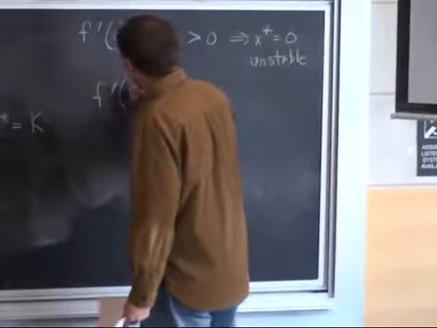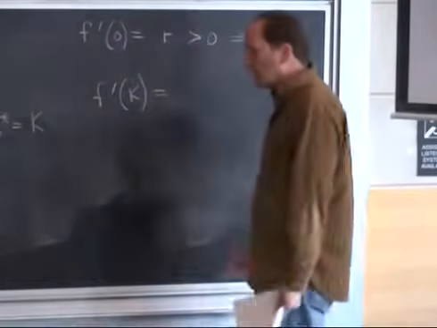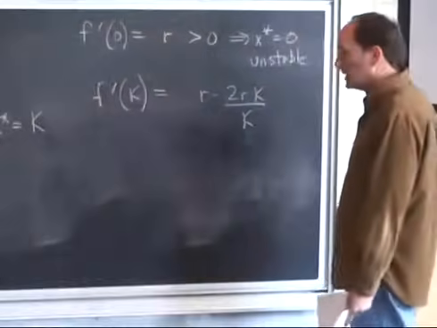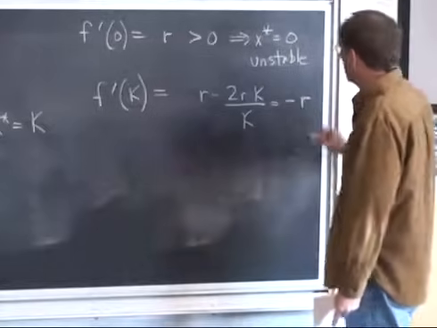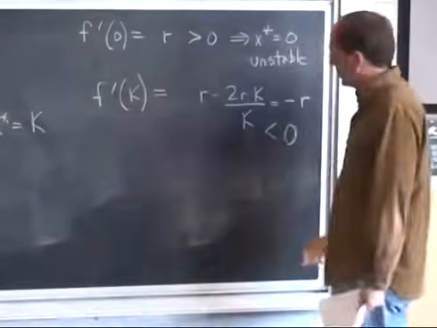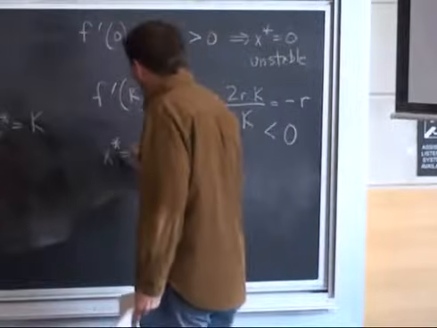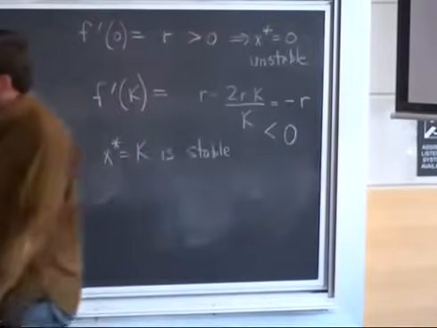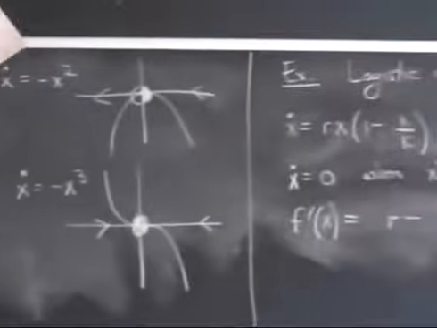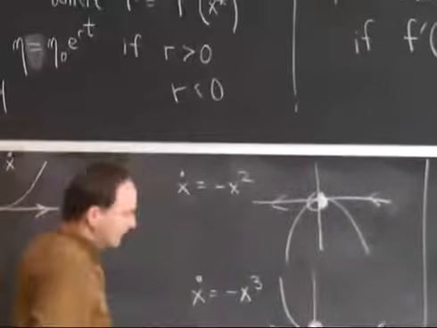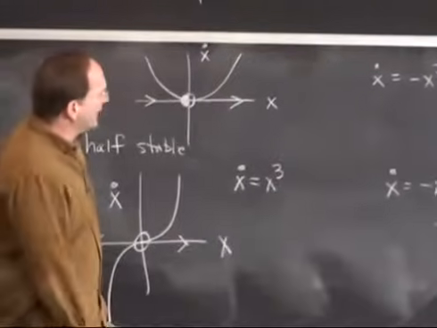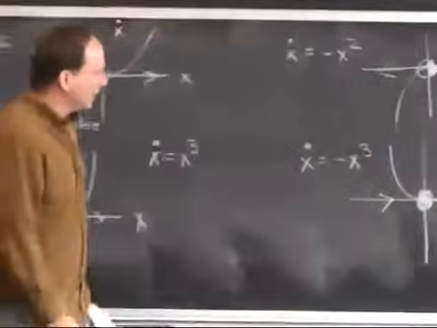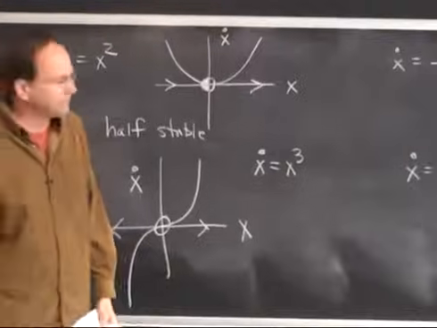Whereas the other fixed point, if we look at k, then we get r minus 2rk over k. And the k's cancel out, and this is negative r. So this is less than 0. And so x star equals k is stable. Right, remember the criterion. Negative f prime gives us stability. Positive gives us instability. Oh, I guess my notation's a little nasty there, isn't it? Because I'm calling that r, but that's a different r from this r. But okay, ignore that. We're looking at f prime at x star.